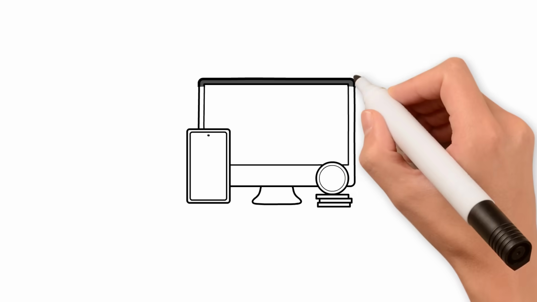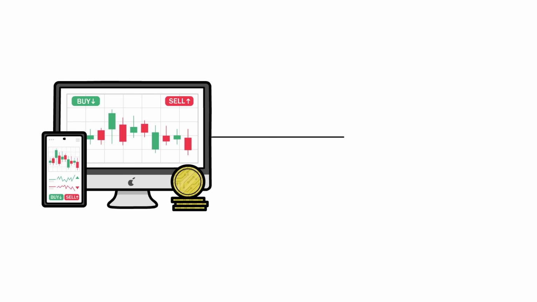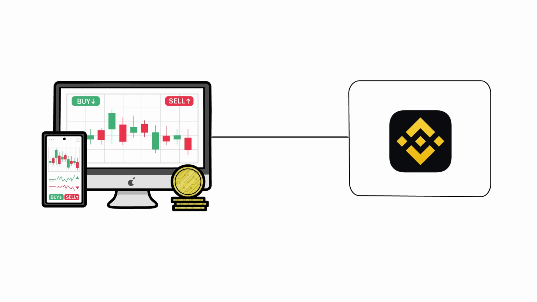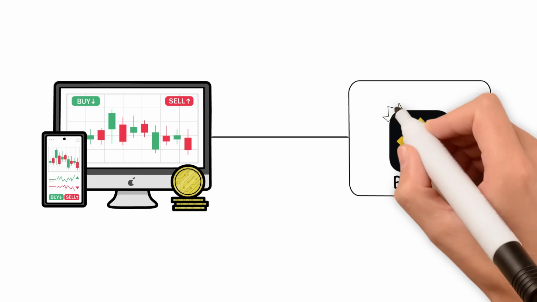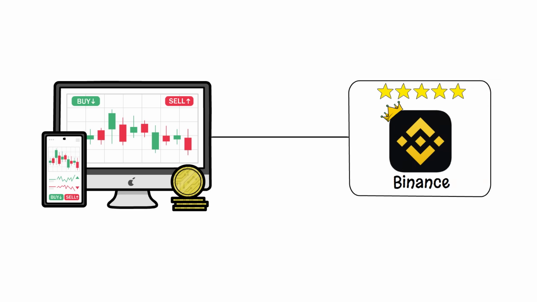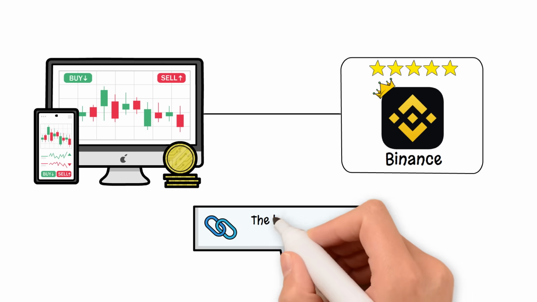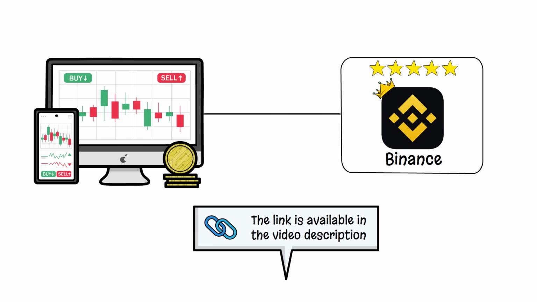To start futures trading, the first step is choosing a reliable exchange. For this video, we're using Binance. It's the world's largest and most trusted crypto exchange, and it's perfect for beginners as well as experienced traders. That said, if you prefer to try a different platform, I've included links to a few other options in the video description too. Feel free to check them out.